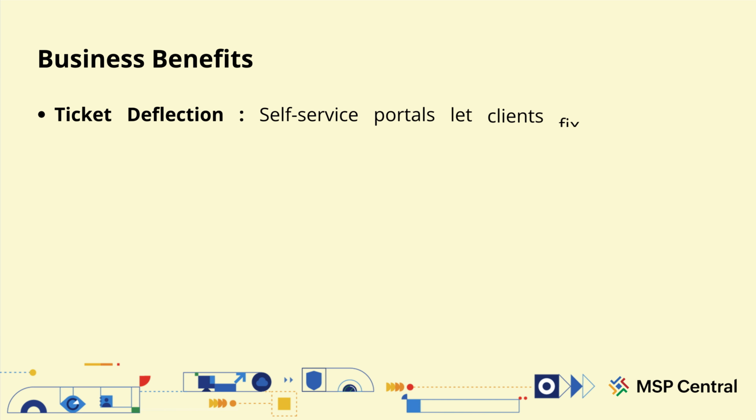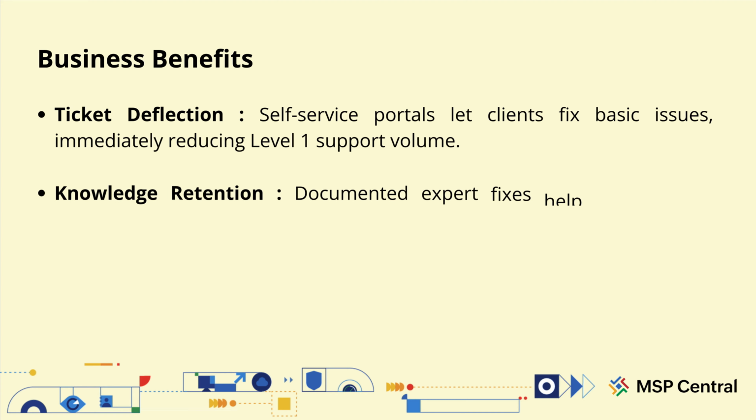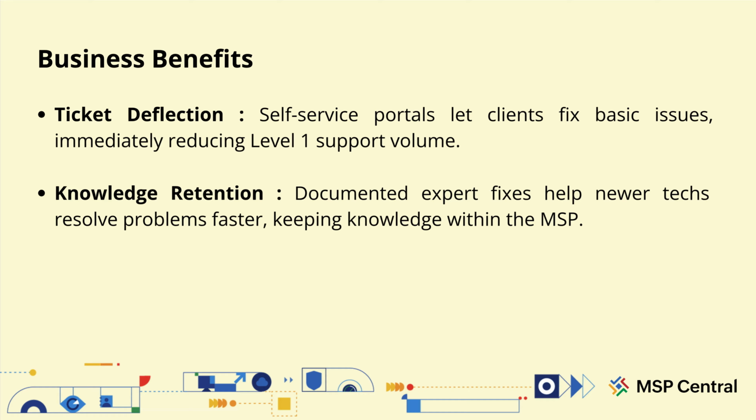First, ticket deflection. By publishing approved solutions to the self-service portal, clients can fix basic issues themselves, immediately reducing your Level 1 support volume. Second, knowledge retention. When senior technicians solve complex problems, documenting the fix ensures that newer team members can resolve them faster in the future. The knowledge stays with your MSP.